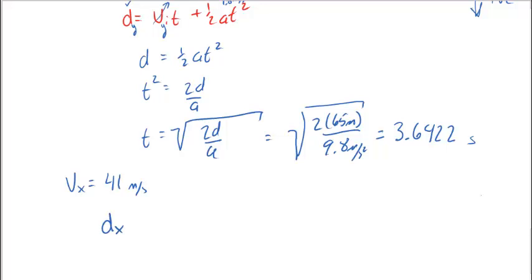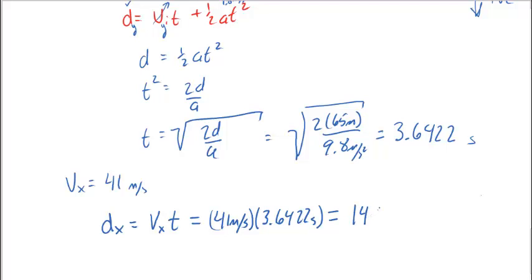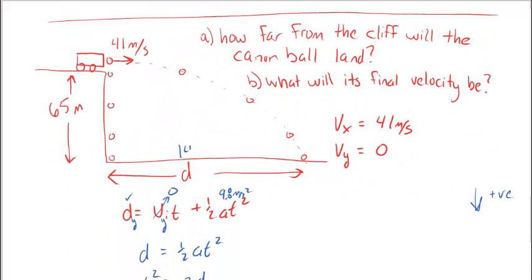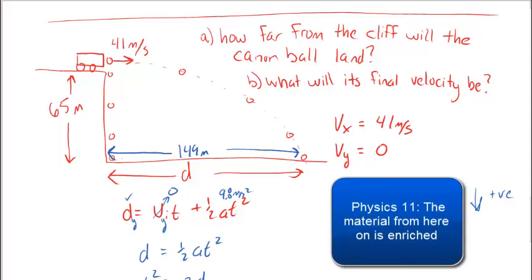The horizontal distance, the distance it travels side to side, will be my horizontal speed times time in the air. So the horizontal speed was 41 meters per second. It spends a total of 3.6422 seconds in the air. And so this cannonball has traveled horizontally 149 meters from the base of the cliff. So the cannonball lands 149 meters away.